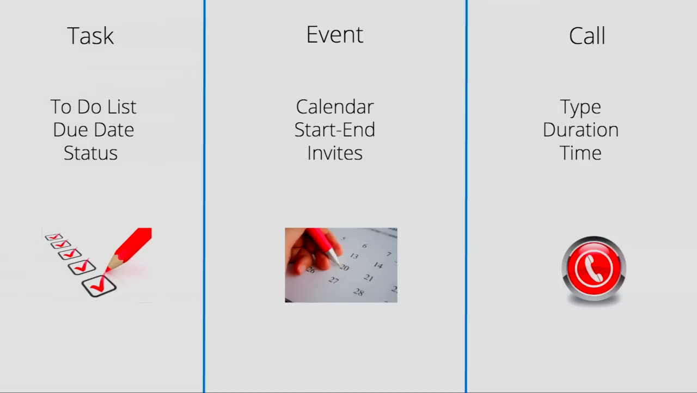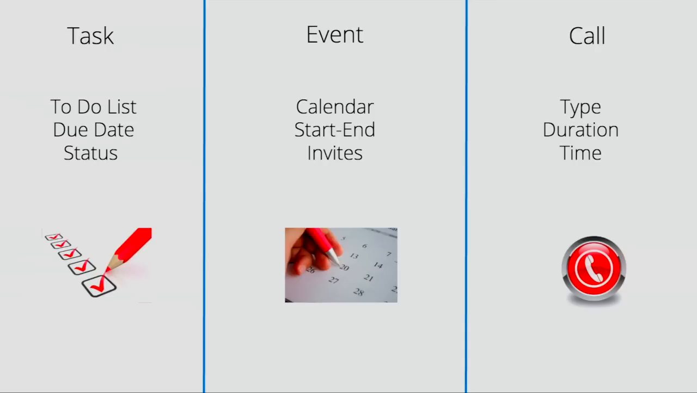So what are tasks? What are events? What are calls? When do I use one? Do I use both? It's kind of confusing because you have to unfortunately answer that yourself. I'm just going to define the 3 for you, and you figure out what works best for your team, and I'll give you some examples. So task, your to-do list, it has a due date and a status. That status can be customized in the CRM. It's open, deferred, in progress, and closed or completed.